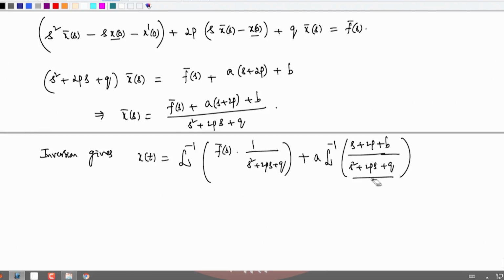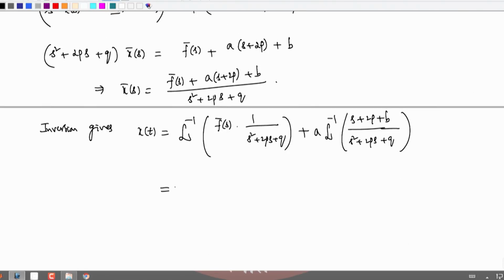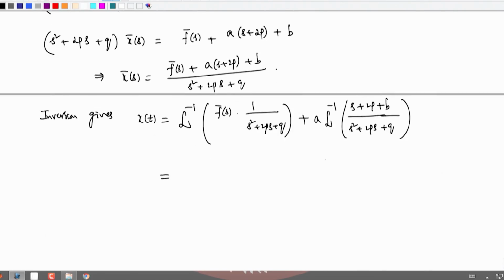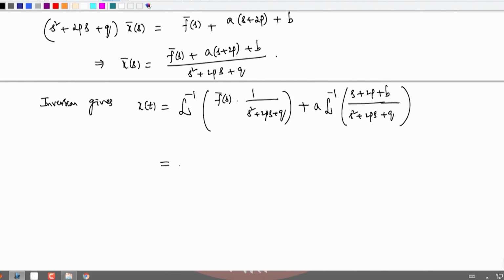So, this is a second order polynomial in s, and this is first order in s. You can get the solution this way. One way to find these inversions is to write this in a nice form. Let me write the second order polynomial in the denominator as s plus p whole square, and since 2ps comes out of p square, you have a minus q minus p square.